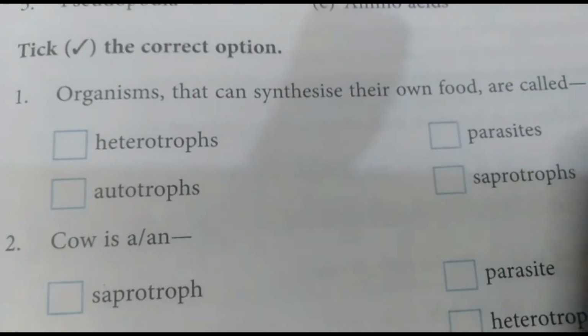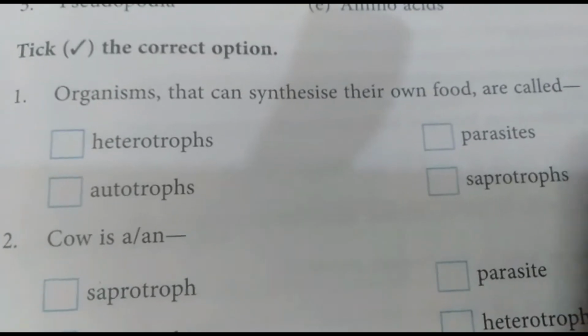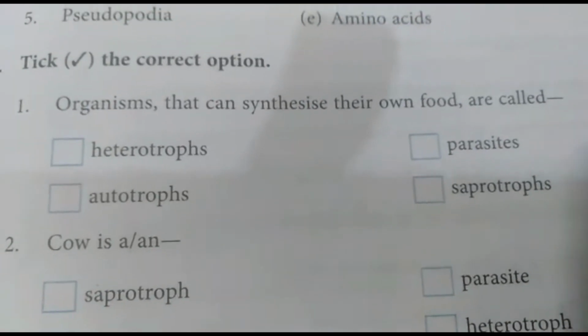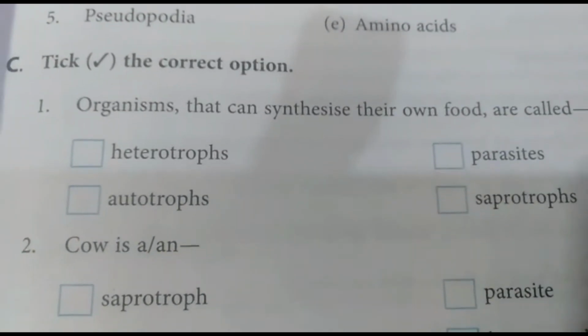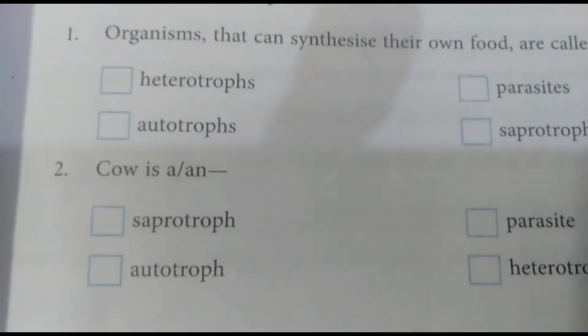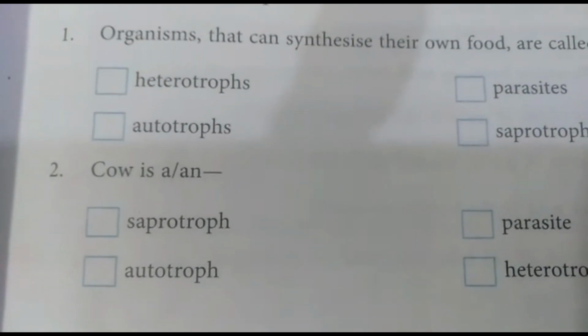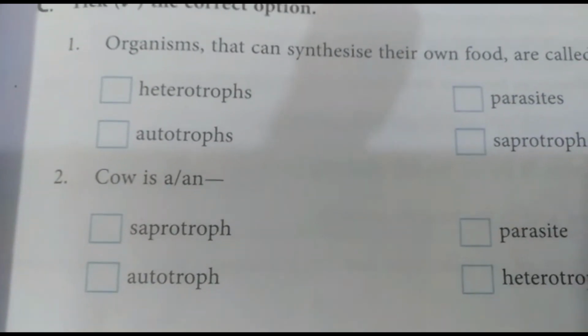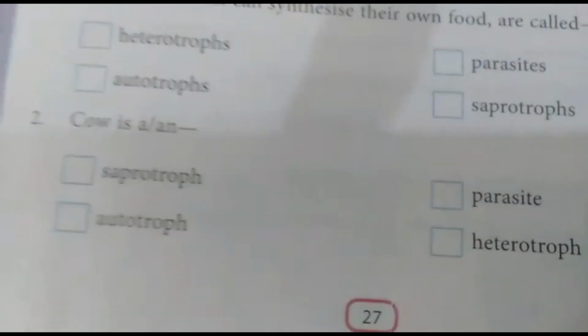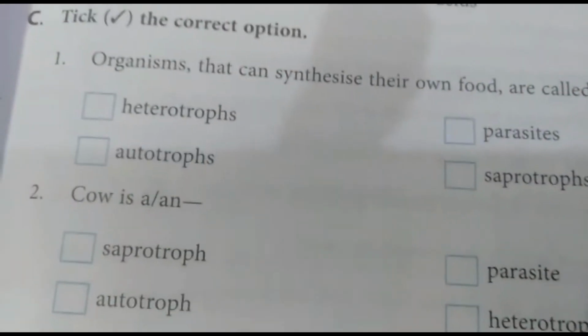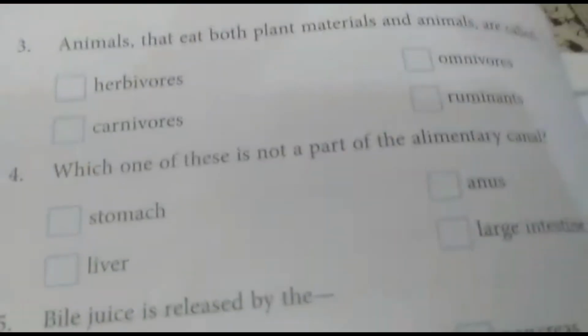Now let us come to the tick the correct answer. First, organisms that can synthesize their food are called autotrophs. Now cow is a heterotroph.